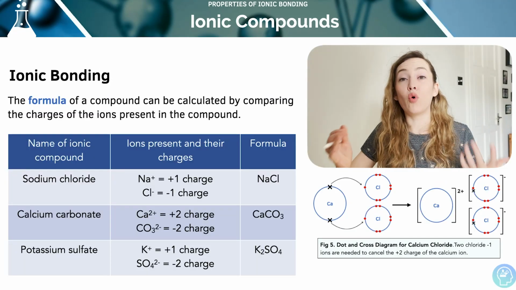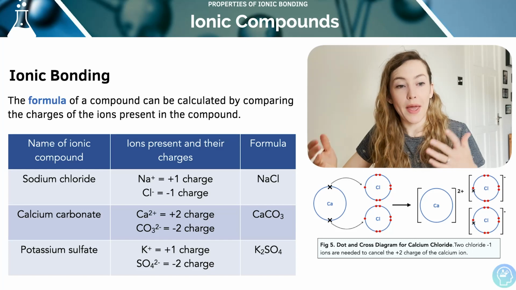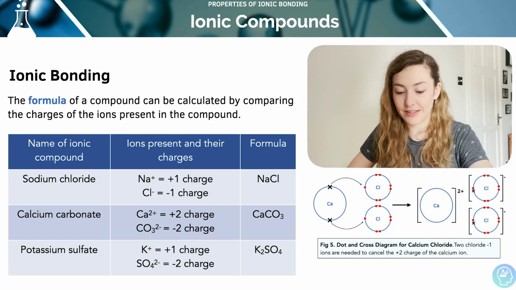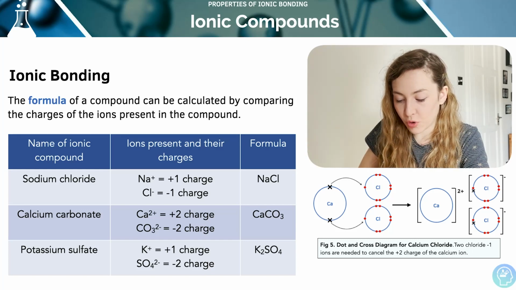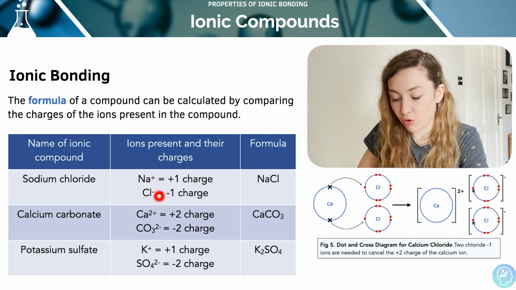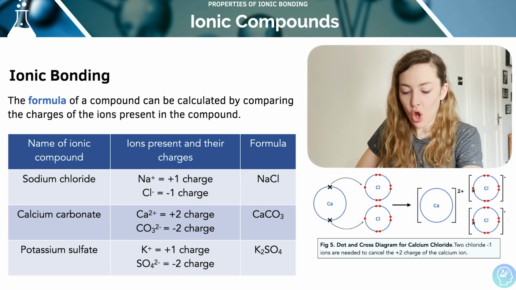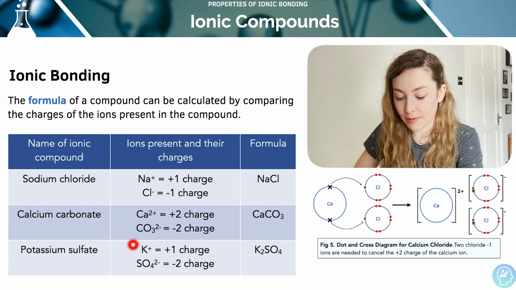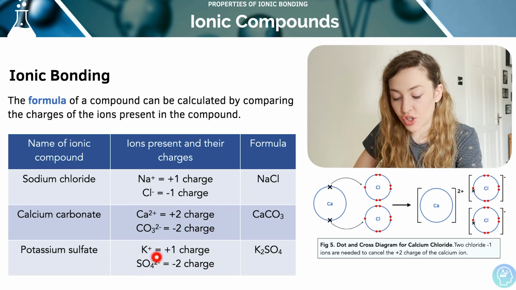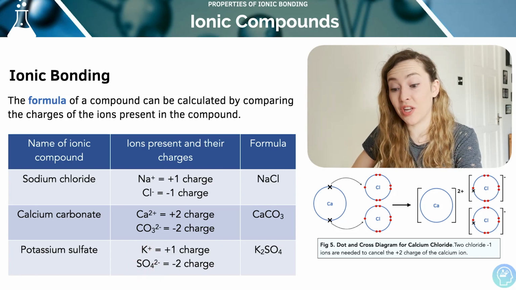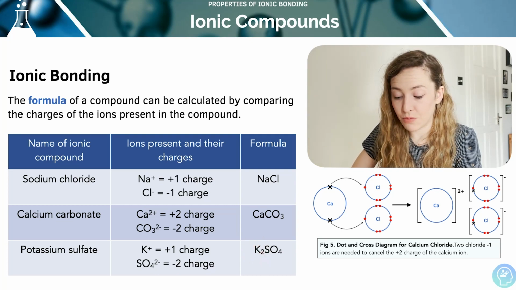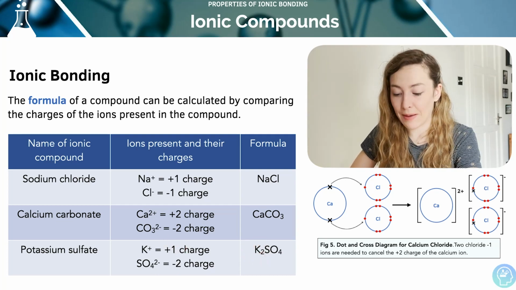We can calculate the formula of the compound by comparing the charges of the ions present. So here we've got sodium chloride. Sodium's in group 1, chlorine's in group 7. That's a +1 and a -1 charge, so it's NaCl. That's going to neutralise those charges. Whereas when we move down to potassium, potassium's a +1. The sulfate polyatomic ion, that's one of the ones you need to learn by heart, is 2-. Therefore, we need 2 potassiums, 2 times +1 charge, to cancel out that -2.